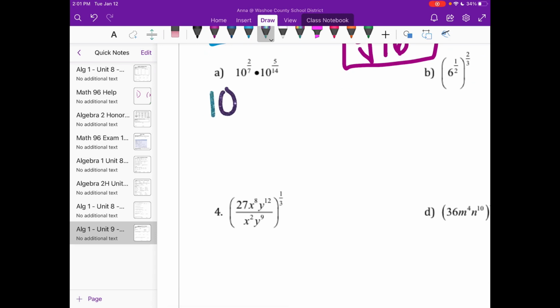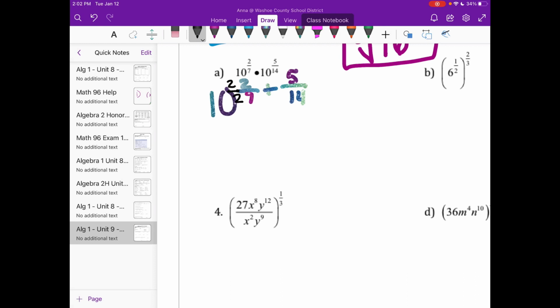So keep your base of 10. My first fraction is 2 over 7, plus my second fraction is 5 over 14. Do I have common denominators? That is a no. I have a 7 and a 14. I can make common denominators, though, because I know I can turn that 7 into a 14 if I just multiply by 2. So on my first fraction, I am going to multiply by 2 over 2.